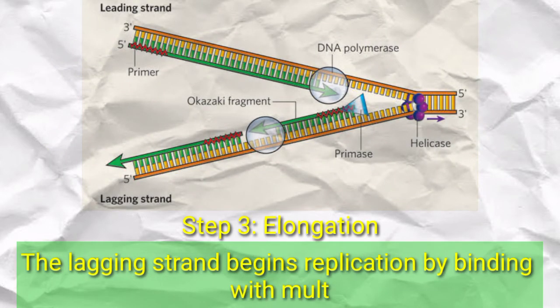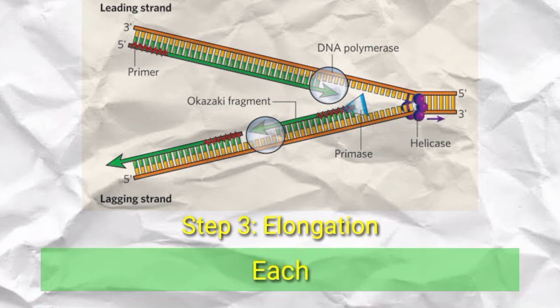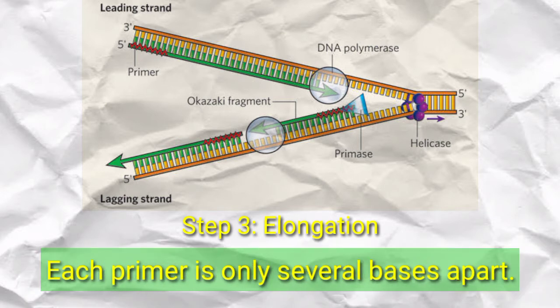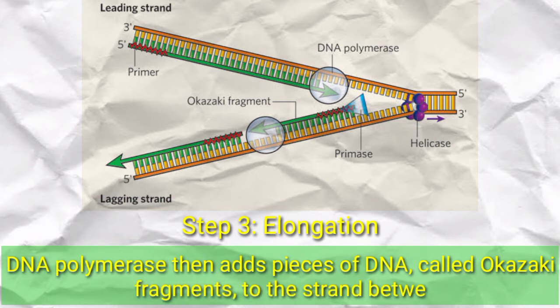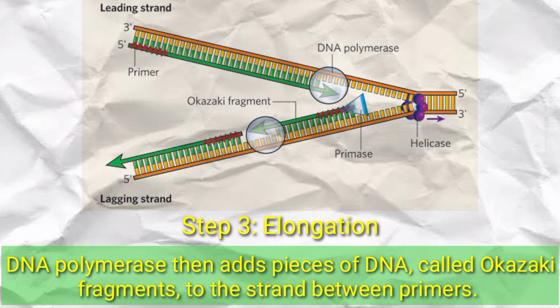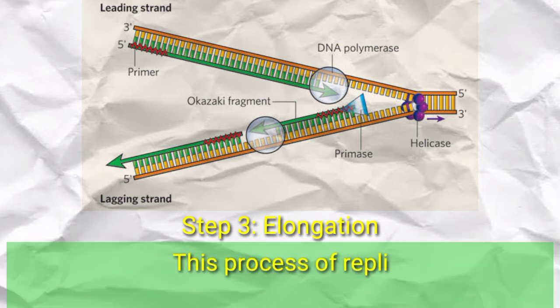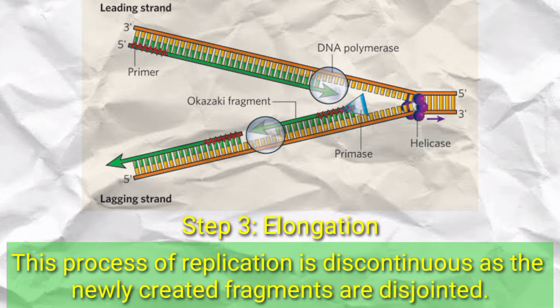The lagging strand begins replication by binding with multiple primers. Each primer is only several bases apart. DNA polymerase then adds pieces of DNA called Okazaki fragments to the strand between primers. This process of replication is discontinuous, as the newly created fragments are disjointed.